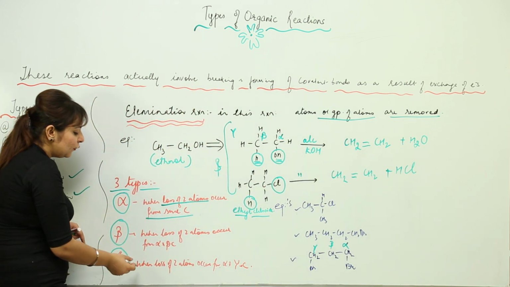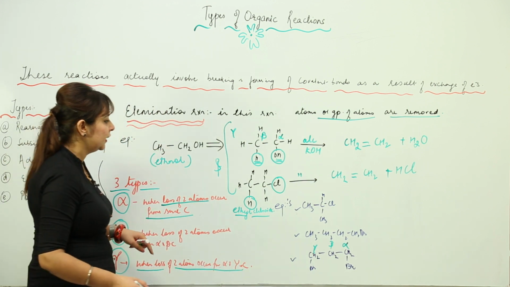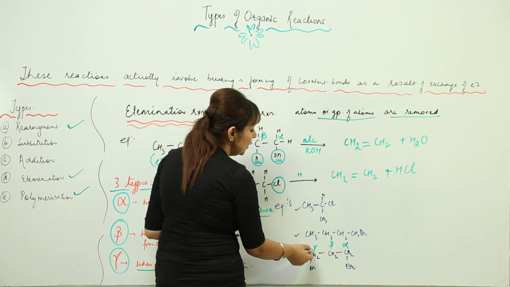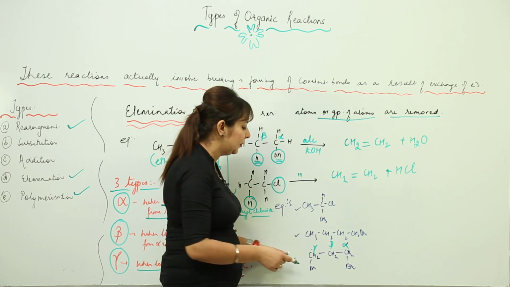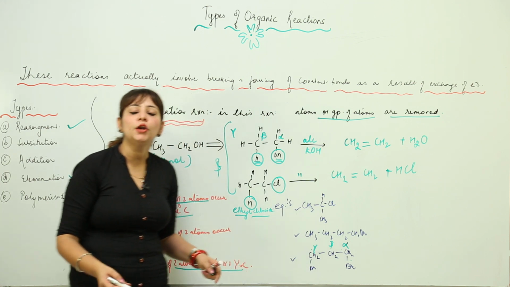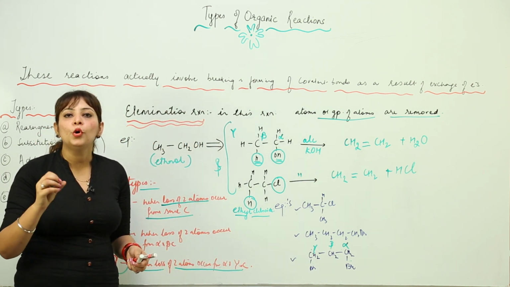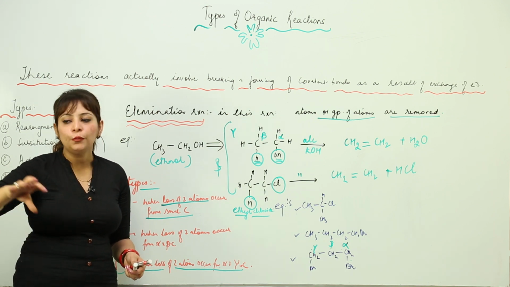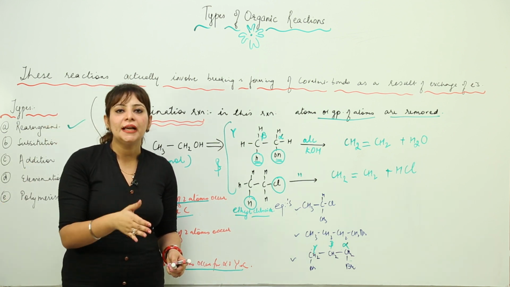Gamma elimination is that when the loss of two atoms occurs from the alpha and gamma positions. As you can see, here this is my alpha and this is my gamma. So I can remove one atom from the alpha and one atom from the gamma. If I remove this and this, then it is a kind of gamma elimination. I repeat, alpha elimination is when you remove both the groups from the same carbon, right? And when you remove one group from one carbon, that is the alpha, and the other group from the beta, then it is beta elimination.